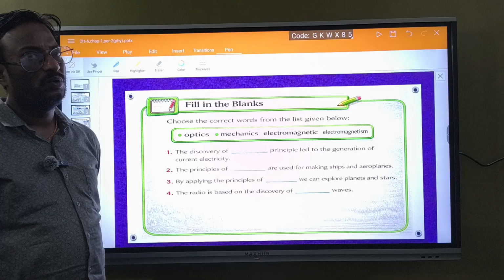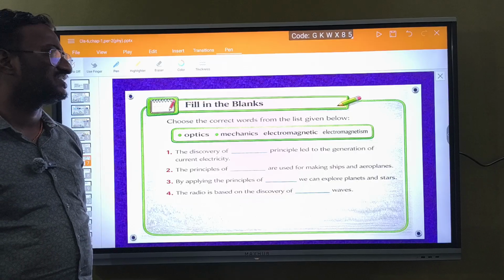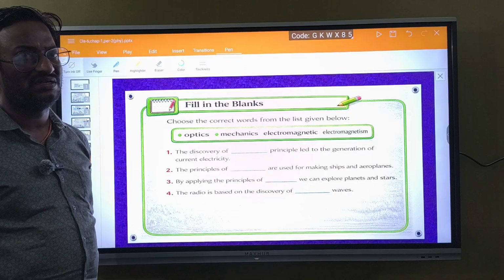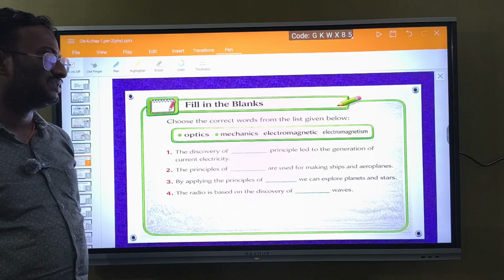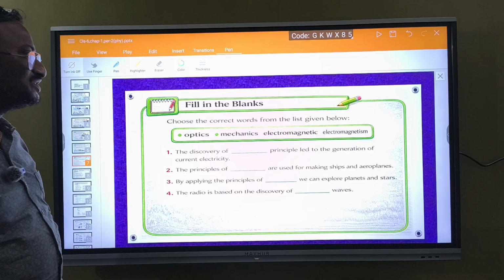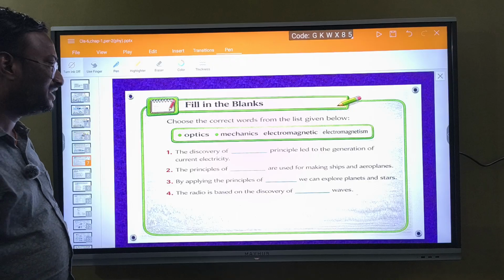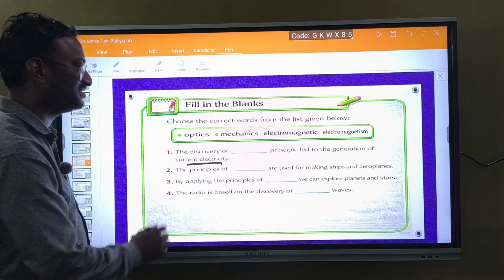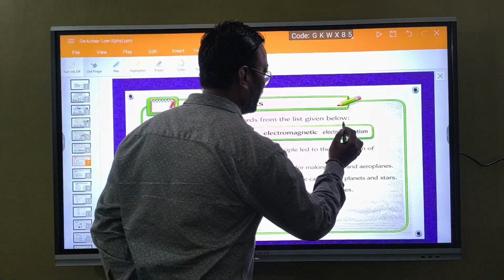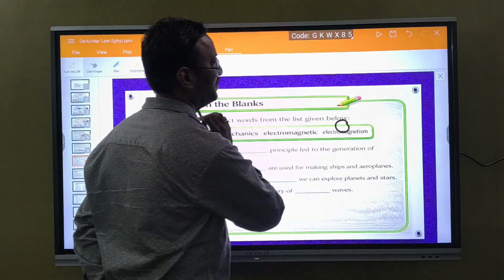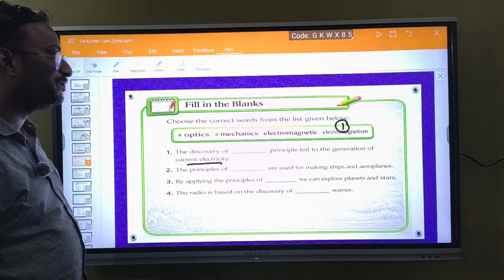Let us try to solve a few questions. First of all, fill in the blanks. You just try to pause it and do it yourself. If not, see here. The discovery of dash principle led to generation of electricity. We have discussed this. What is that principle? Electromagnetism. So this is the first bit.